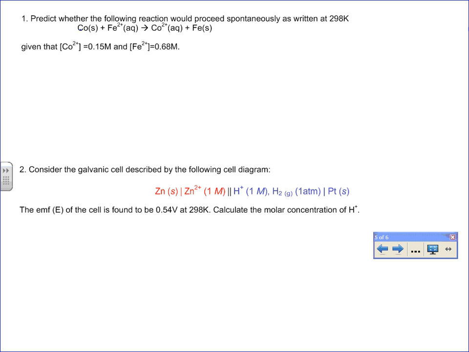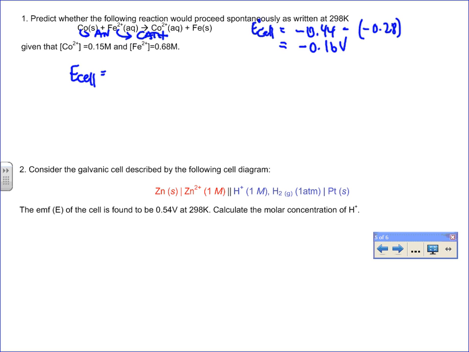In this particular reaction, the cobalt is the anode and the iron is the cathode. So we need to find our E naught of the cell, and we do that by taking the cathode, which is negative 0.44, and subtracting the anode, which is negative 0.28, for a total of negative 0.16 volts. So at standard conditions, this would not be a spontaneous reaction, but it is possible that changing the concentrations would lead to a spontaneous reaction.